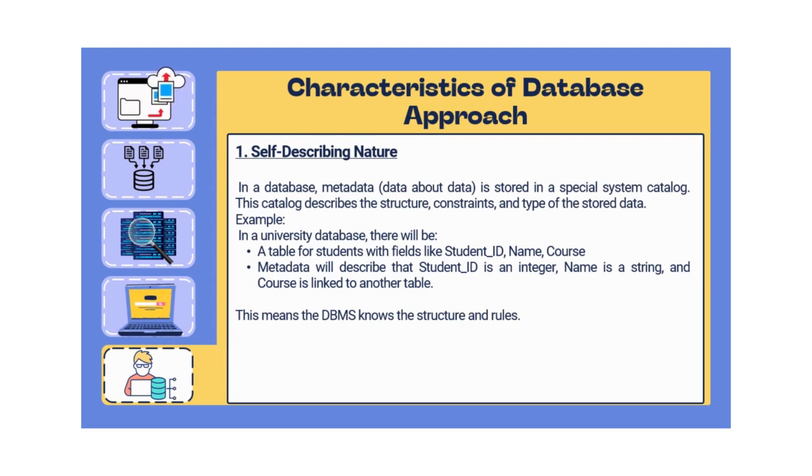So here two terms we have used. One is metadata and the other is system catalog. Metadata is data about data that specifies the structure of the database, including table schema, data types, and constraints. System catalog means the metadata is stored in a special database catalog which can be queried by both the user and the database.